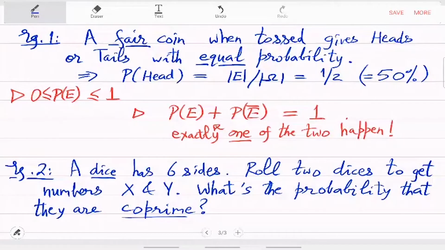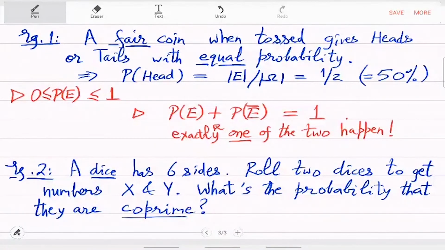Right, co-prime means they do not share a factor other than 1. So, for example, 1 and 2 are co-prime, but 2 and 4 are not co-prime because 2 and 4 share 2. So, you get two numbers between 1 to 6. What is the chance that they are co-prime?